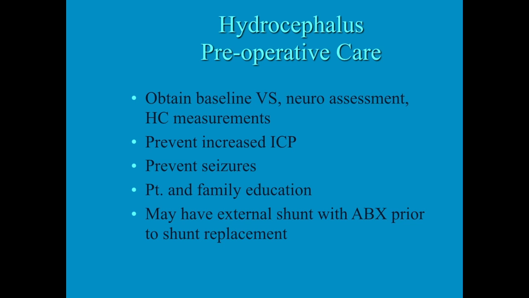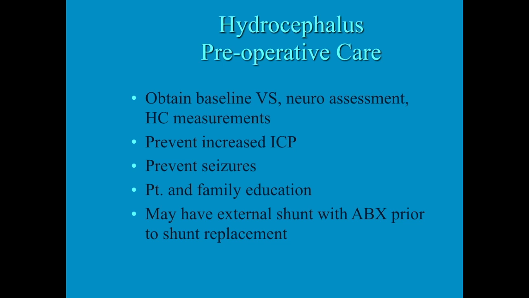So preoperatively, what we want to do is do a neuro assessment and see how affected they are. Do they have signs of increased intracranial pressure? We'll get their head circumference because we will compare that as the child is being cared for postoperatively. Prevent increased intracranial pressure by positioning the child. Respond to the child when they're crying. Prevent seizures as much as possible, and we do this by decreasing the intracranial pressure.